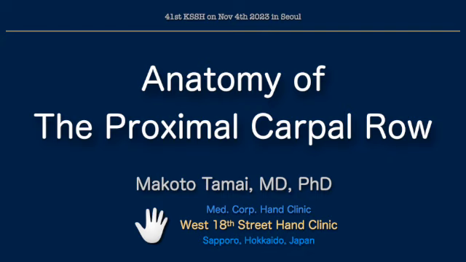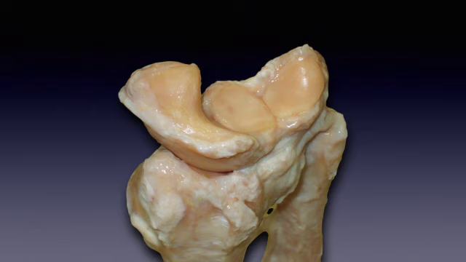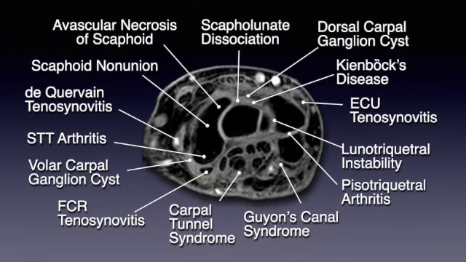I'm talking about the anatomy of the proximal carpal row, which is one of the skeletal components of the human wrist joint. As generally recognized, the proximal carpal row is an important component for the function of the wrist joint. However, it is also highly associated with many disorders, including several of the most problematic conditions of the wrist joint.